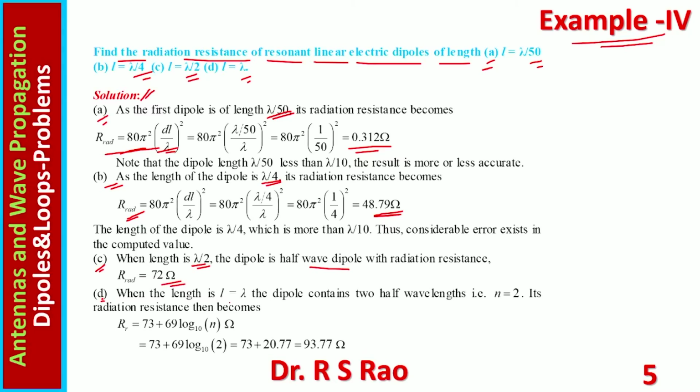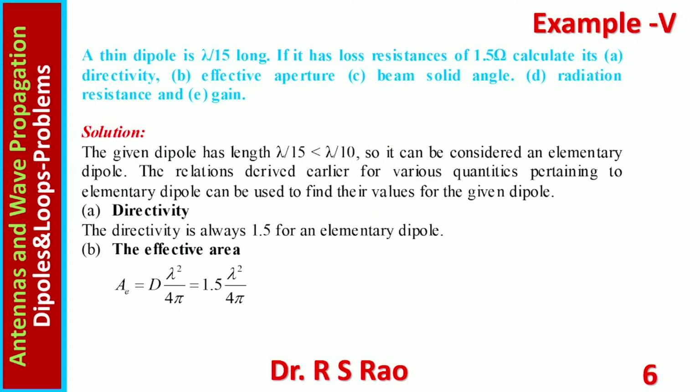D. In this case, length is 1 lambda, 1 wavelength. In such case, radiation resistance is given by a formula 73 plus 69 log n. N is number of half wavelengths. 1 wavelength means 2 half wavelengths. So n equal to 2. Substitution in this expression gives us radiation resistance as 93.77 ohms.